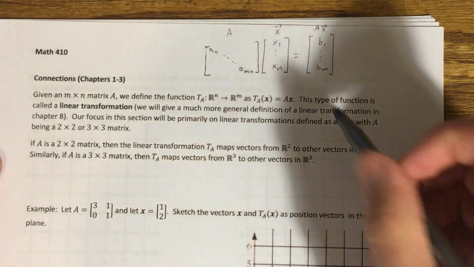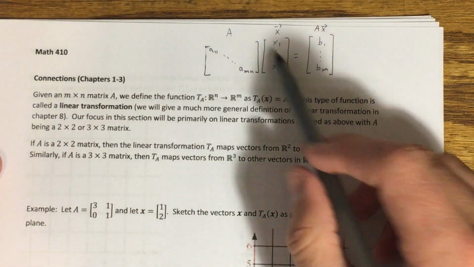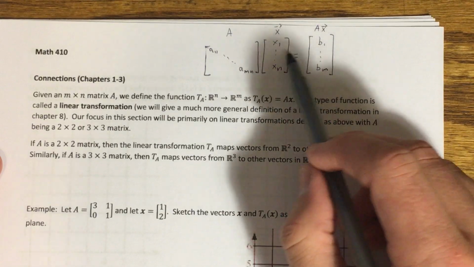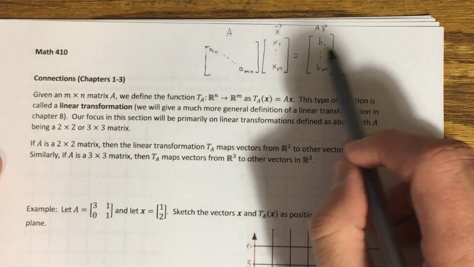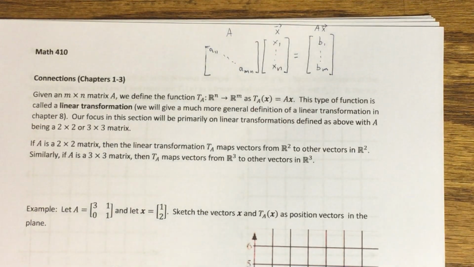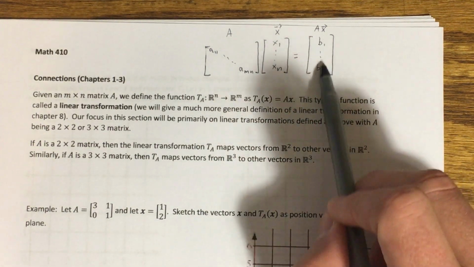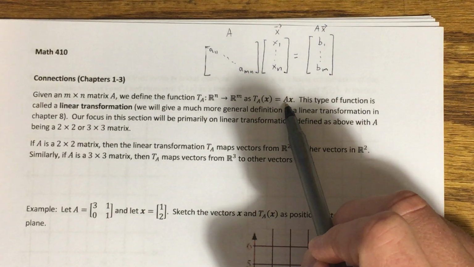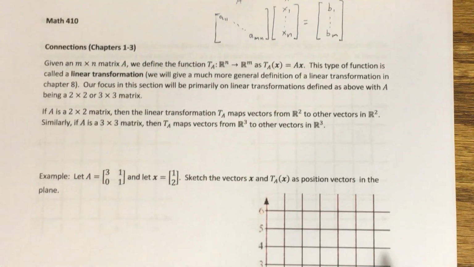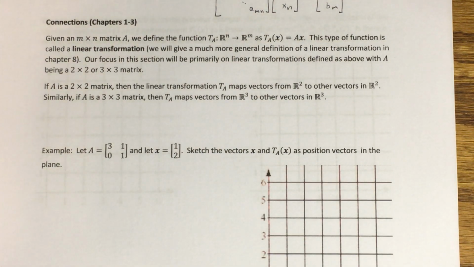If I wanted to be more careful, I'd actually write the dot products of all these rows with this column here. I'm just going to call them b's just to keep things simple. But again, this would be the input vector x, and this would be the output vector that I get from multiplying A times x. So we're viewing A as a function of sorts.